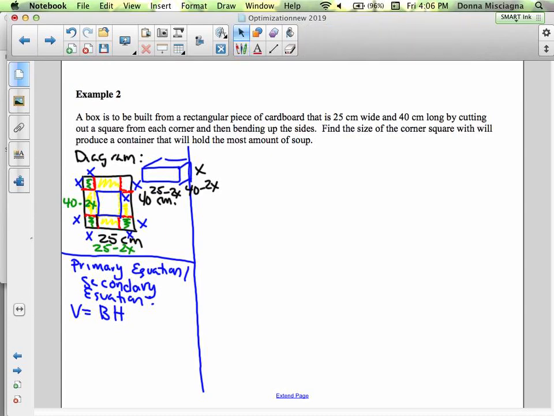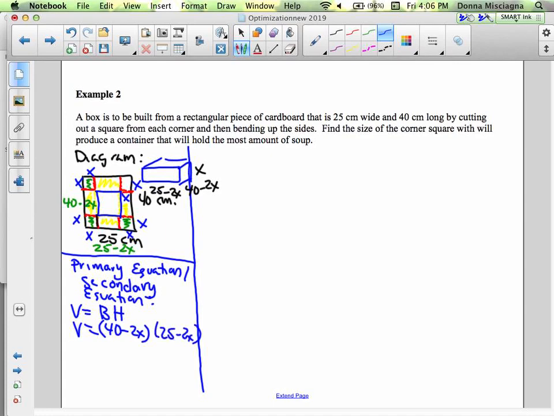Now we're going to combine those measurements we listed above with our formula for volume. The area of the base is a rectangle, so it's one dimension, 40 minus 2X, times the other dimension, 25 minus 2X. And then the height of the box is just X. We'll want to simplify this, so in this little corner here, let's simplify. We'll FOIL. You can't have 3 products here, so let's FOIL.